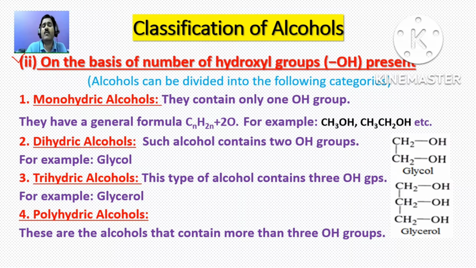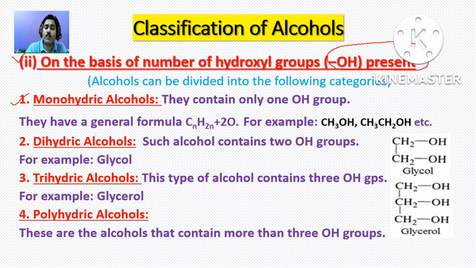On the basis of the number of hydroxyl (OH) groups present in the alcohols, what we have to see in the classification of alcohols is the number of OH groups present in the compound. On this basis, alcohols are classified into some types.